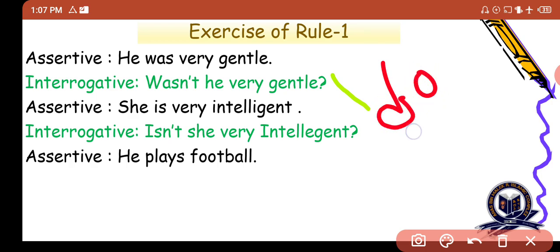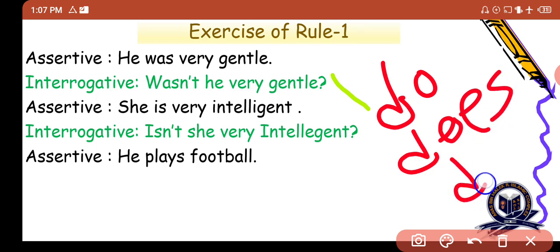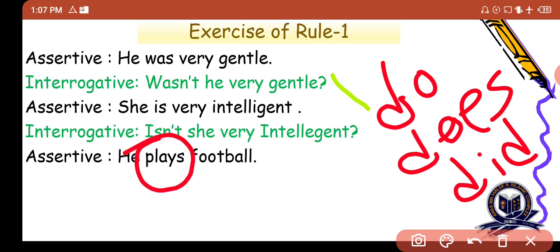Do, does, and did. Okay, let's see. If the verb has s or es added with it, then we will use does. If the verb is in past form, then we will use did, and the rest we will use do. So look at the verb of this sentence. Here we have s, so we will use does.